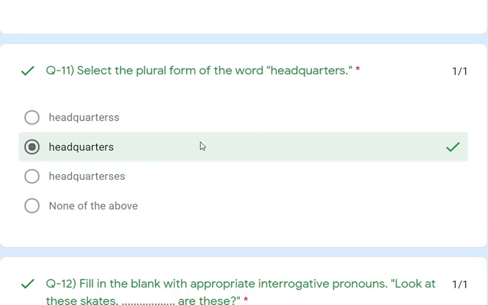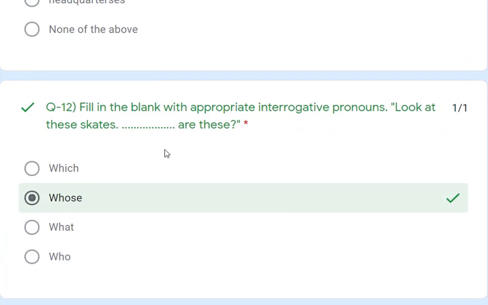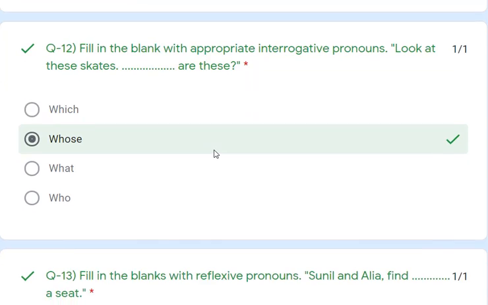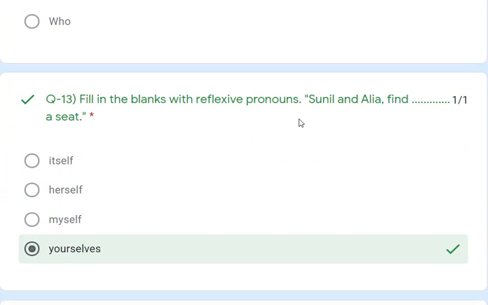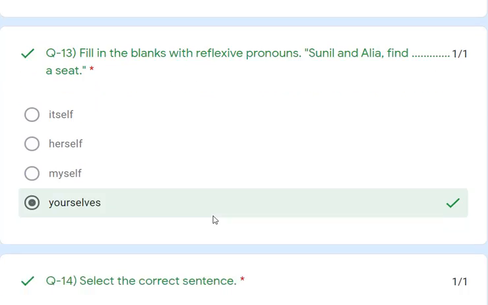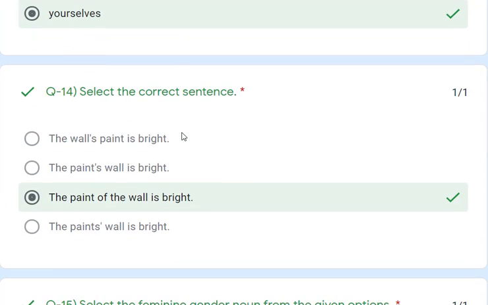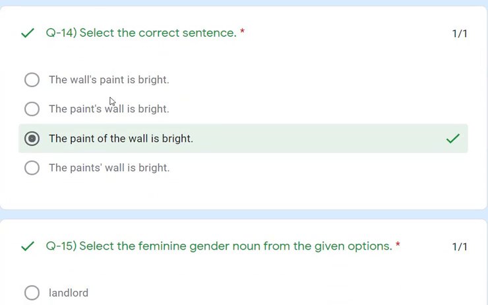Plural form is headquarters only. Look at these cats and blank space are these. Interrogative: whose are these? That is the correct one. Fill in the blanks with reflexive pronouns. Sunil and Alia find blank space as it. Yourselves. Right? In reflexive, you will write yourself. And the correct sentence from the options: the paint of the wall is right. That is the correct one.